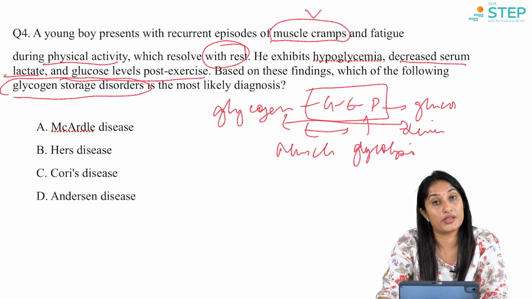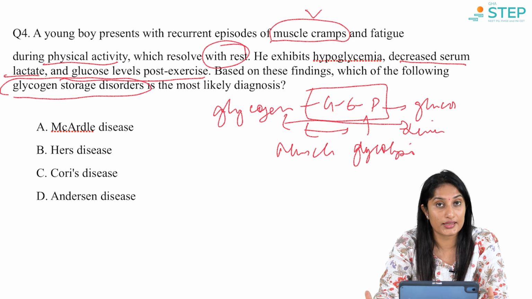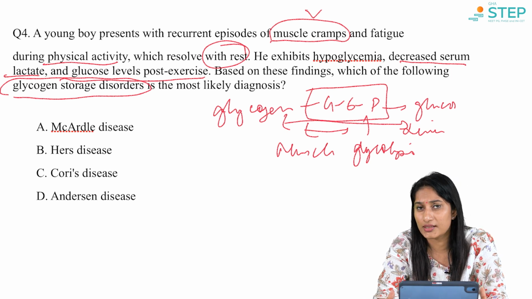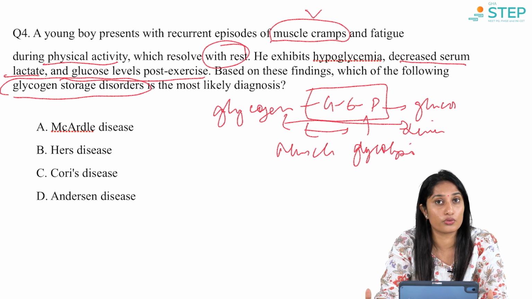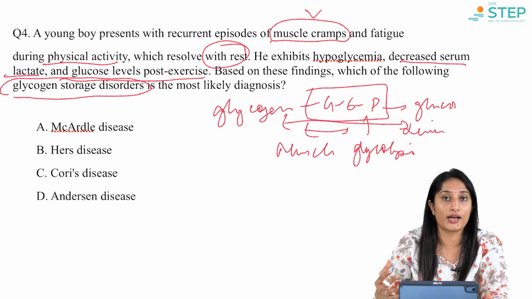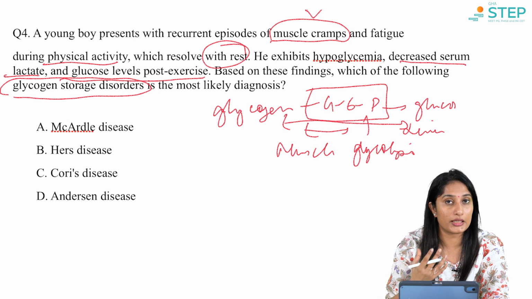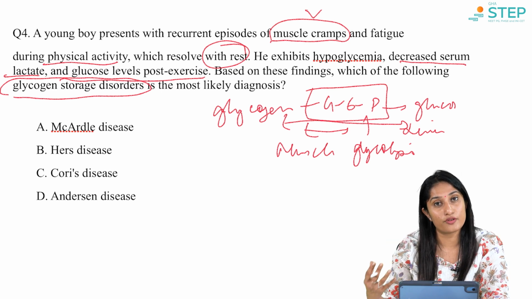Now, what is happening in this child is there are muscle cramps during physical activity. So, we have to understand here that the glycogen is not getting converted to glucose 6-phosphate. Hence, there is no glycolysis. The child is not getting those ATPs for the muscle. That's why he is having the cramps and fatigue.